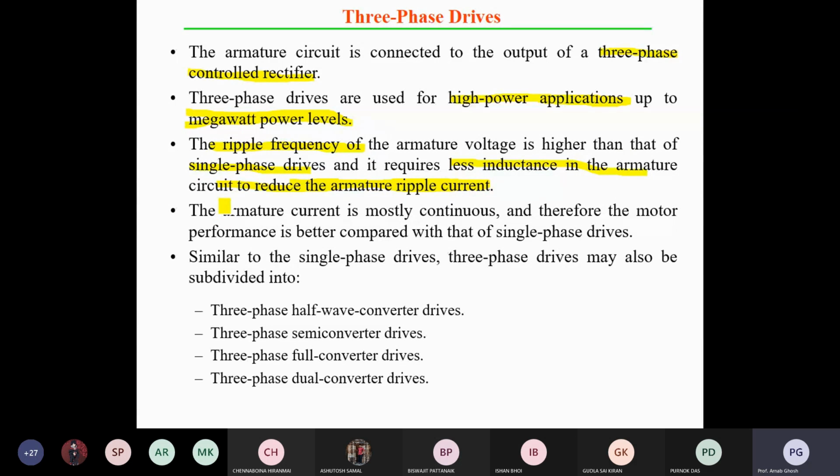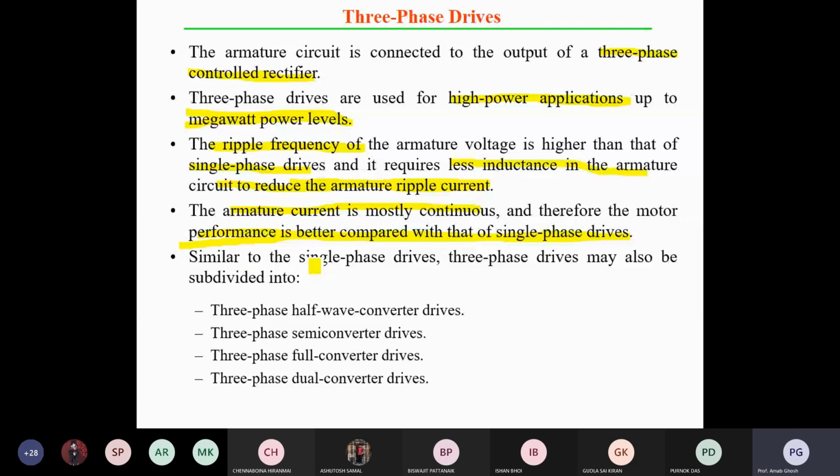Or minimized, but still some of the ripple is there, so it has also been mitigated and minimized by using that configuration. Okay, the armature circuit is mostly continuous, and therefore the motor performance is better compared with the single phase drives. Okay, so that is also very good. Similarly to the single phase drive, the three phase drive may also be subdivided.